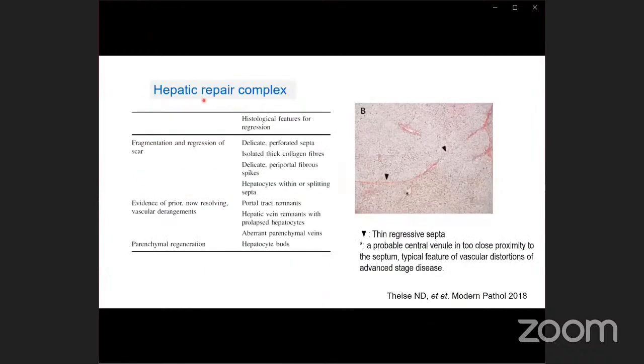Actually, the hepatic repair complex includes fragmented and regressive fibrous scar, parenchymal regeneration or hepatic bulge, and evidence of prior, now resolving vascular derangement. Here is an example of a hepatic repair complex. The fibrosis is thin and fragmented, and this vessel, probably a centrovenule, is patent, however, too close in proximity to the septum, showing a typical feature of vascular distortion at an advanced stage of liver fibrosis.